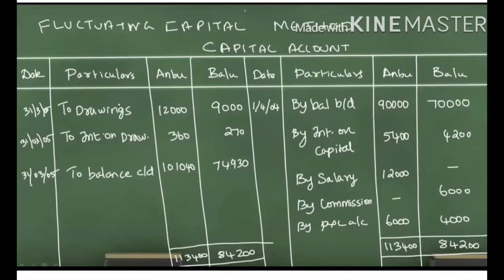Now children, as you can see, in case of A, the balance on 1st of April was 90,000 and now his balance is 1,01,040. So the opening balance and the closing balance are different. Similarly, in case of B, at the beginning of the year his capital was 70,000 and now at the end of the year it is 74,930. So this capital is not constant, it is not fixed, it is fluctuating. So all these adjustments are changing the capital of the partners. This is the fluctuating capital method.